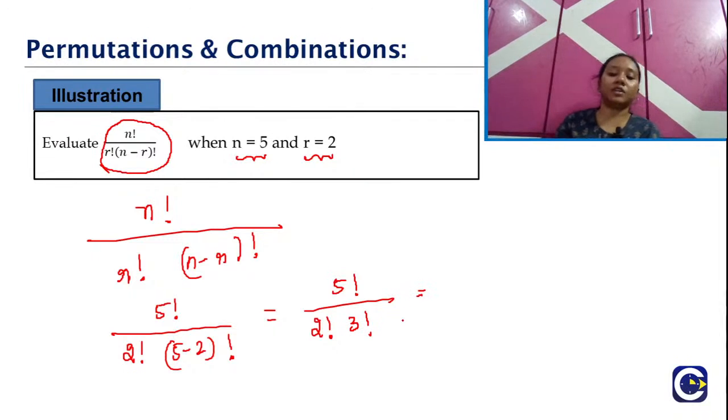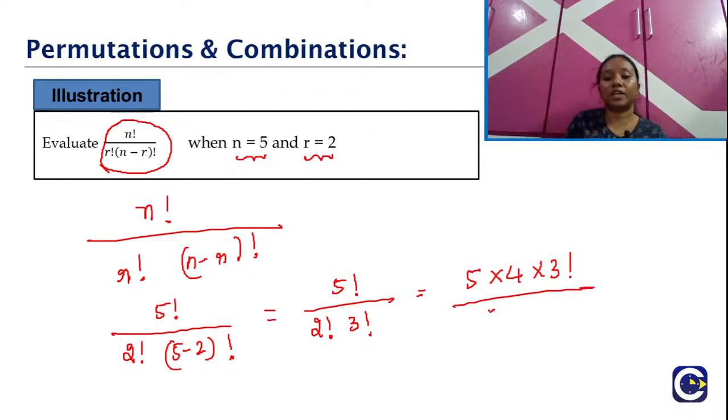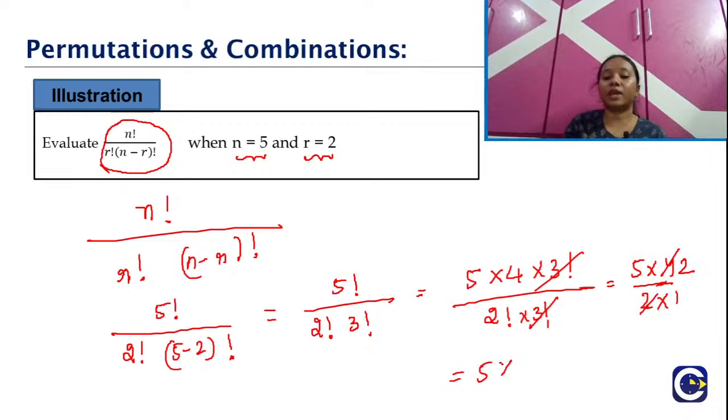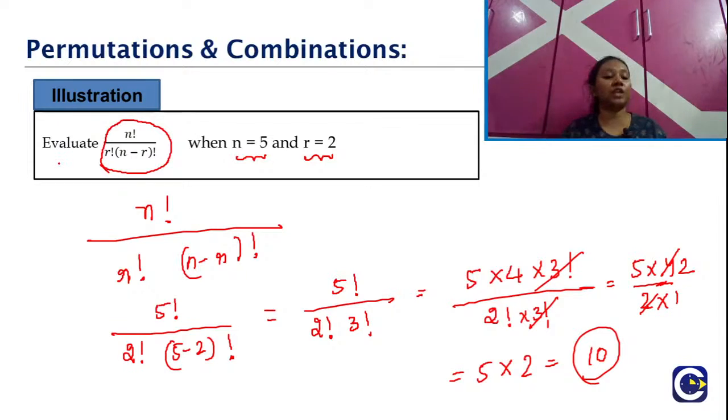Again we can apply our properties of factorial which we have discussed. So 5 factorial can be written as 5 into 4 into 3 factorial, divided by 2 factorial into 3 factorial. The entire 3 factorial will get cancelled, and we will be left with 5 cross 4 by 2 factorial. The 2 factorial expansion is nothing but 2 into 1, so the 2 cancels 2 times, leaving 5 cross 2, which is equal to 10. So the value of the given expression n factorial divided by r factorial into n minus r factorial, when n equals 5 and r equals 2, is 10.